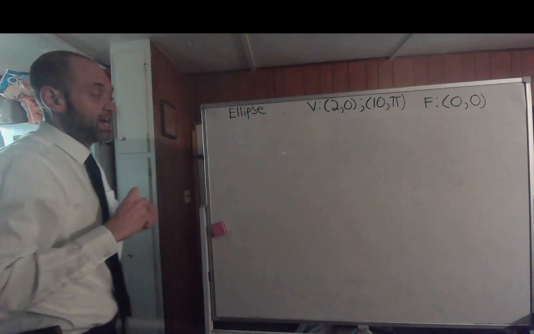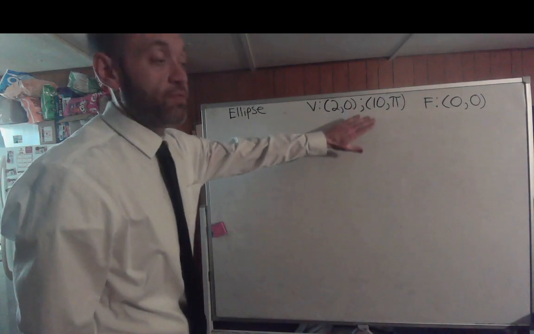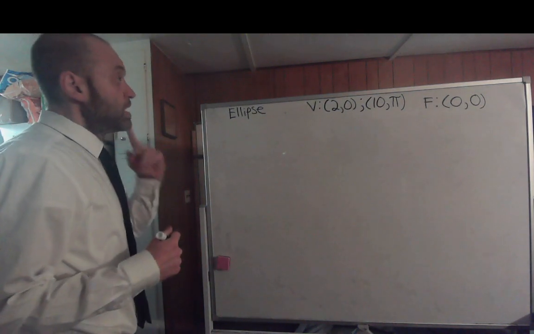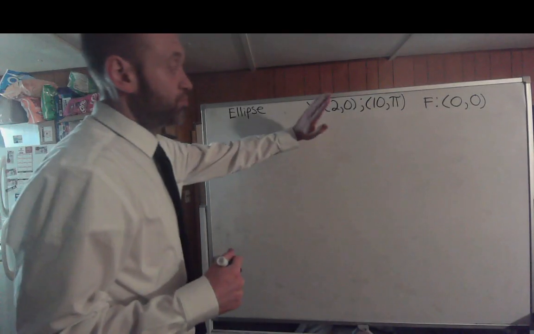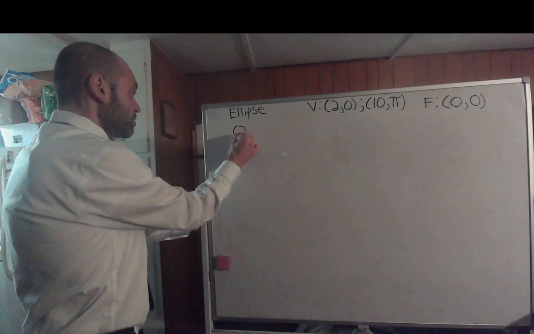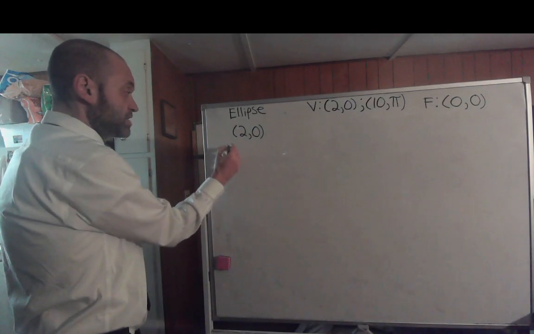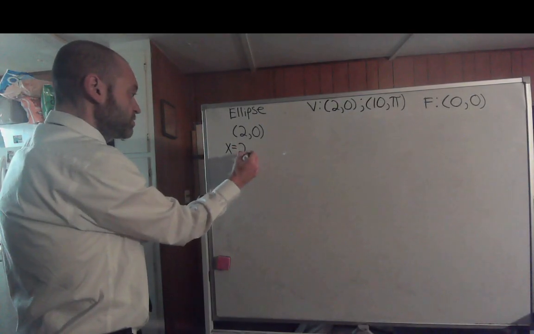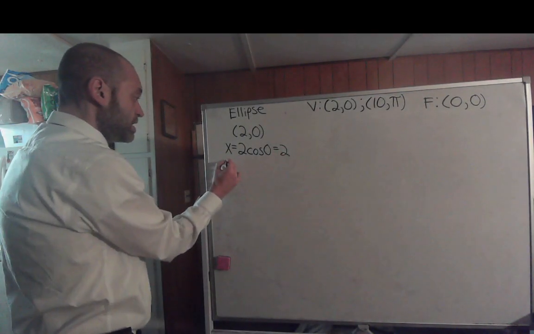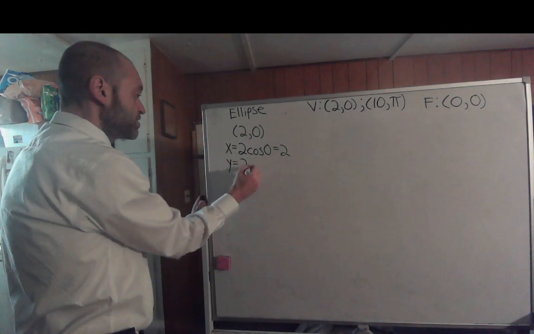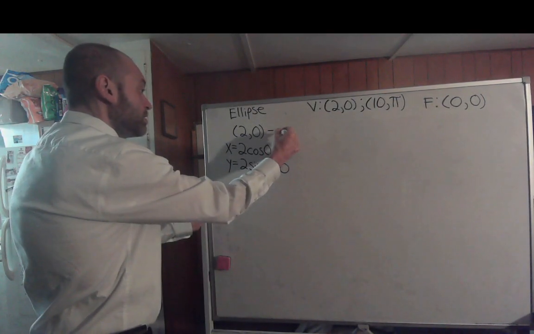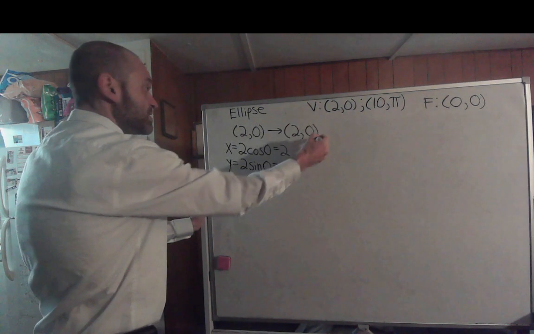The vertices, you would have two vertices on an ellipse, and these would always refer to the major axis. So let's go ahead and convert these polar coordinates into rectangular coordinates. So 2, 0. Okay, so x equals r cosine of theta, so 2 cosine of 0. Well, cosine of 0 is 1 times 2 is 2. Then y equals r sine of theta, so 2 sine of 0. Well, the sine of 0 is 0 times 2 is 0. So what do you know? In the rectangular system, 2, 0 stays 2, 0.